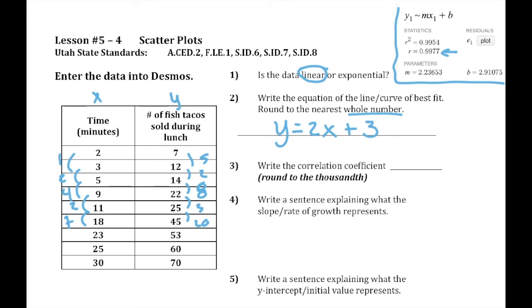Now our correlation coefficient, we're going to round to the nearest thousandth, so that's 3 decimal places, so 1, 2, 3. And then that second 7 is the 10,000th place. So we're going to round up. So our correlation coefficient is 0.998.